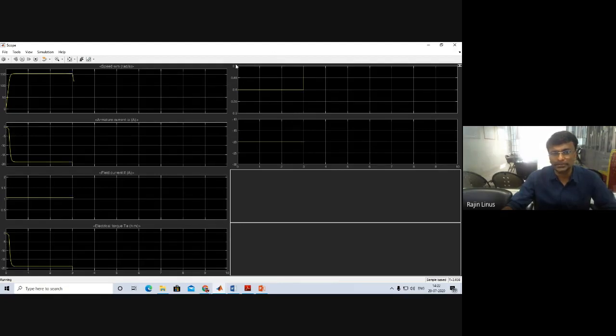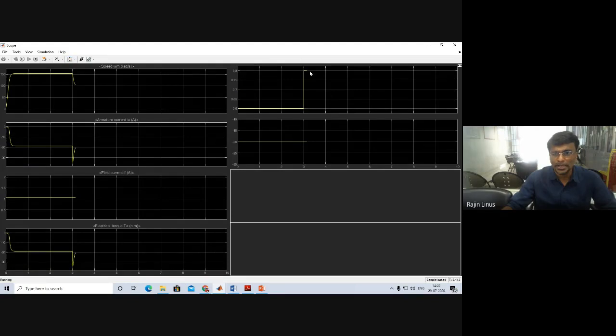Yeah, the duty cycle we are changing to 0.8. So as the duty cycle increases, what happened? The power on time of the switch is more. At that time, what will happen? The speed will come down and the current drawn will be more. The speed will come down.